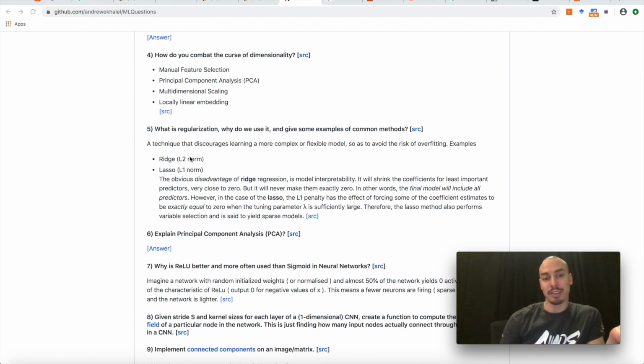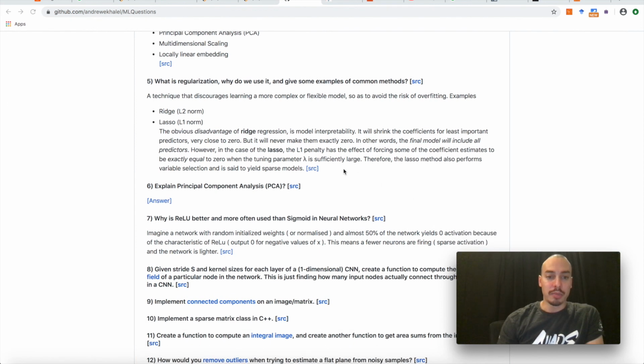Here they are listed with their more favorite nicknames, called Lasso and Ridge. A one-liner on why we do that: we discourage learning a more flexible model to avoid the risk of overfitting. And then here it comes with some advantages and disadvantages. Ridge, the L2 norm, gives model interpretability. It will shrink the coefficients for least important predictors very close to 0, but it will never make them exactly 0. So in other words, the final model will include all predictors. Versus in lasso, you can actually go all the way to 0, and this way you can basically sparsify your model.